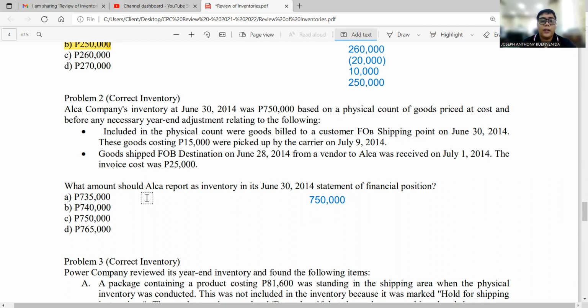So what is the value? 750,000. Letter C. Next.